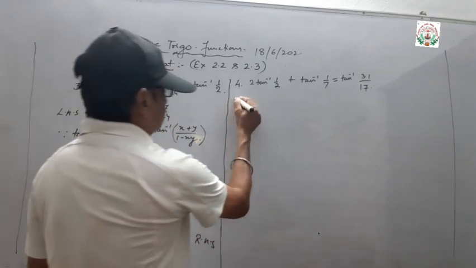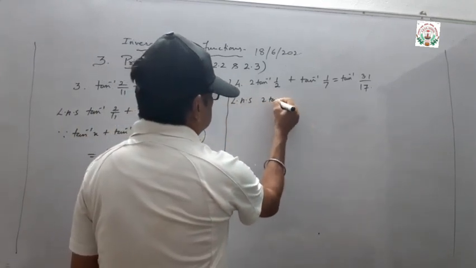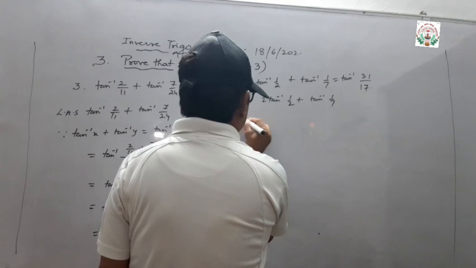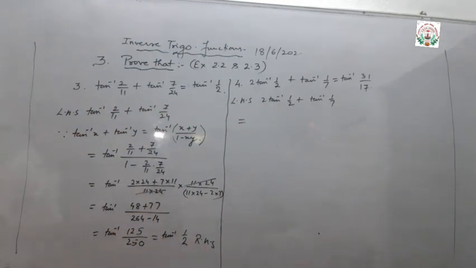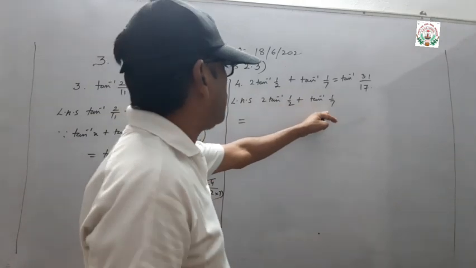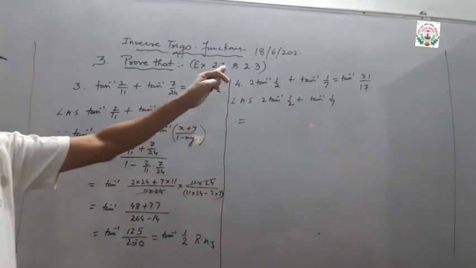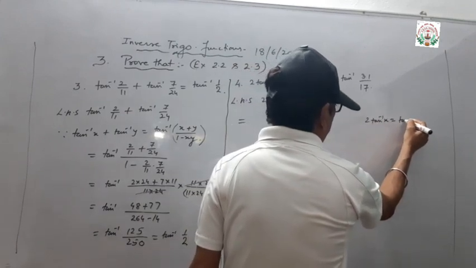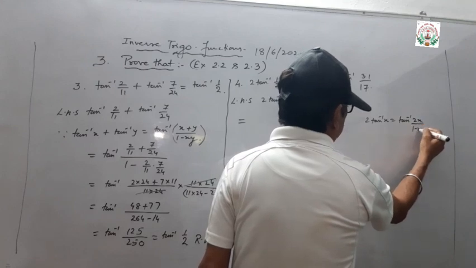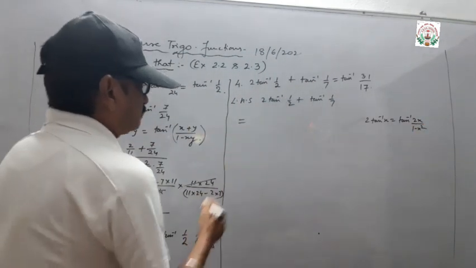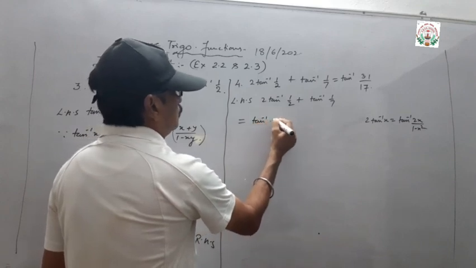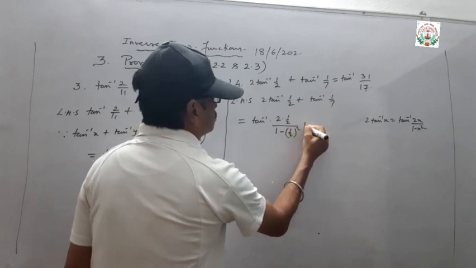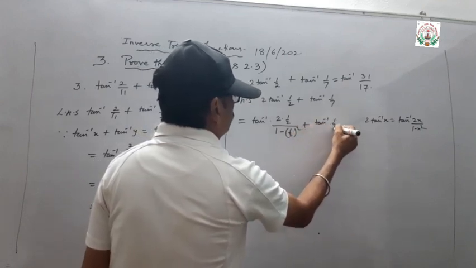Here it is given in the LHS 2 tan inverse of 1 by 2 plus tan inverse of 1 by 7. Here we cannot directly apply the formula for tan inverse of x plus tan inverse of y, as we see that it is in the 2 tan inverse x format, and we know that 2 tan inverse x is given by the formula tan inverse of 2x upon 1 minus x square. So first we have to apply this formula: tan inverse of 2 into 1 by 2 upon 1 minus 1 by 2 the whole square, plus tan inverse of 1 by 7.